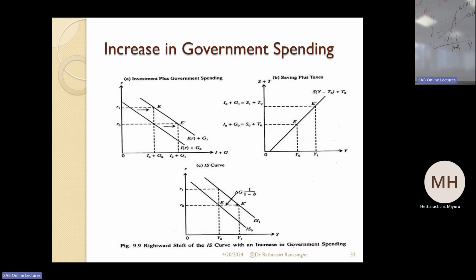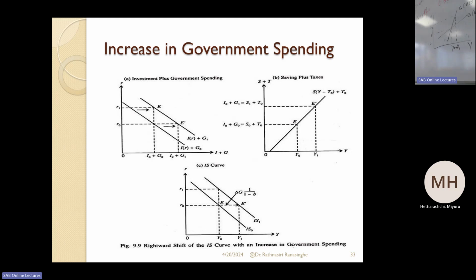In the simple economy we take only the previous one, I(r). That is the simple economy. I plus G means the injection curve. And this is the withdrawal curve, S plus T, that is S(Y minus T) plus T. So based on that, we can derive the IS curve as a withdrawal economy. Now, if there is a rise in government expenditure: the initial situation is the injection I(r) plus G0, and the withdrawal S(Y minus T) plus T0.